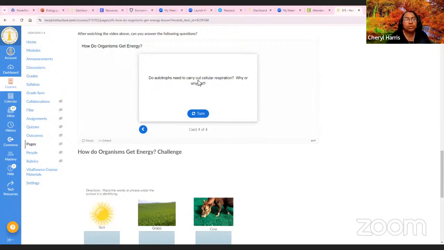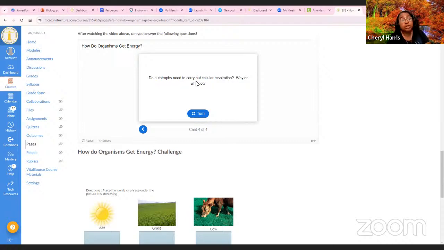All right, do autotrophs need to carry out cellular respiration? First, you need to know what an autotroph is. Trophs means feeding levels. Auto means self, so they are the self feeders, and the only self feeders are plants. They make the food during photosynthesis.